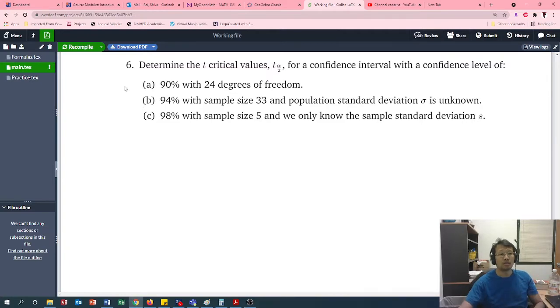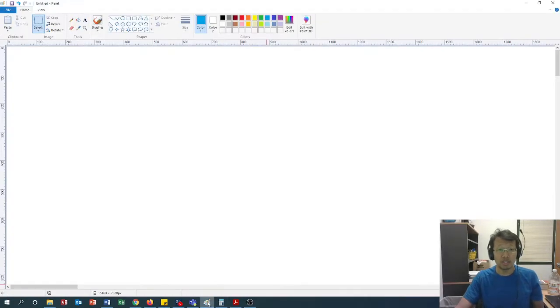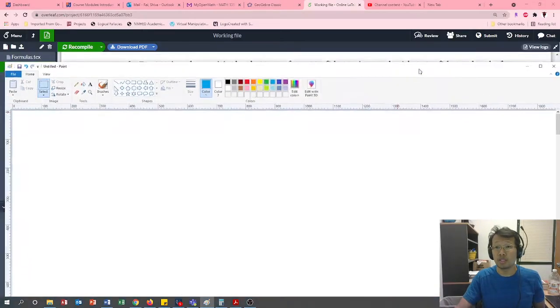Okay, so here, determine the T critical value, T alpha over 2, for a confidence interval with a confidence level of 90% with 24 degrees of freedom; 94% with sample size 33, population standard deviation unknown; 98% with sample size given, only sample standard deviation known. Okay? So here, let's head over and start working on this.